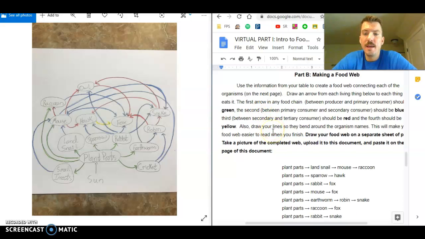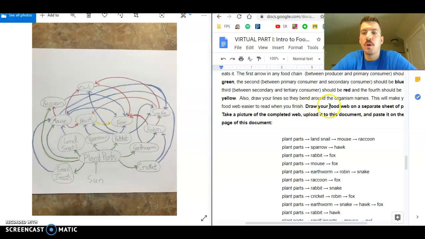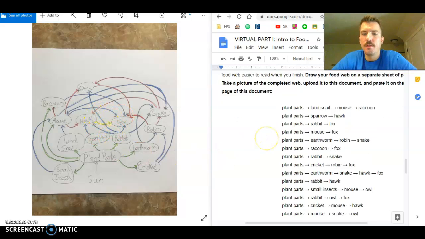So what they give you is instructions to draw your food web on a separate sheet of paper, which is what I did for you over here. And they give you all these food chains. And what you're to do is to use these food chains to build your food web. I'm not going to walk you through the whole thing, but I'll point out some very specific things I'm looking for in your food web.